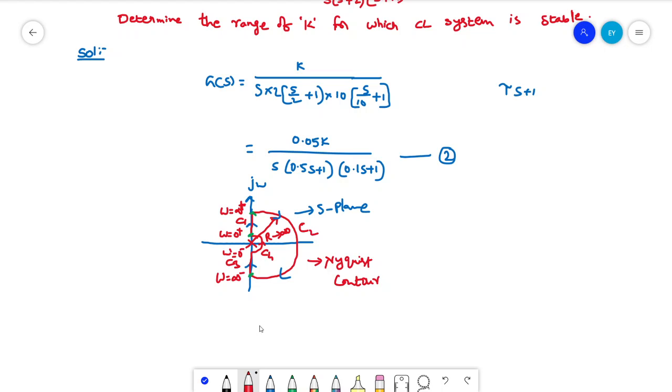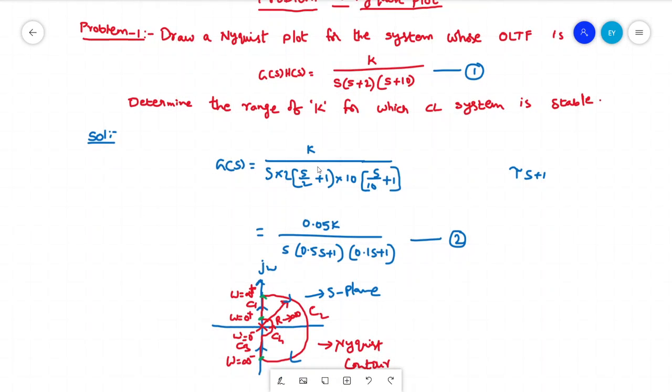So what we need to do is map all the points starting from C1 till C4, that is C1, C2, C3 and C4, in the g of j omega axis or g of s axis. Here the transfer function which was given is g of s into h of s. I just did not mention h of s here. You can take it as g of s itself, or anyway we have mentioned it in the problem. So I will just consider this as g of s into h of s.